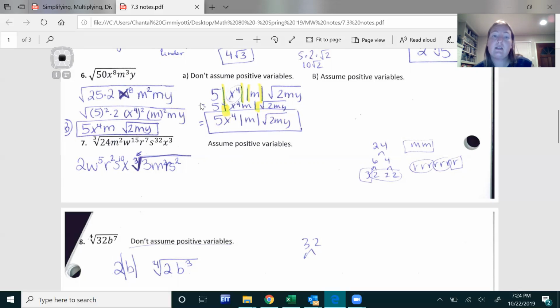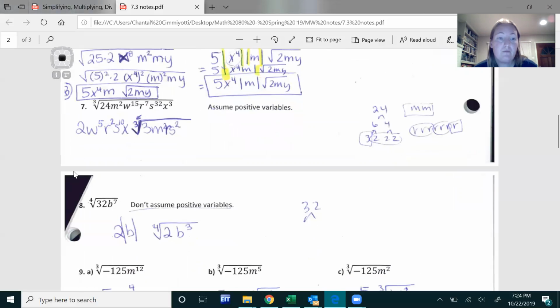So that's kind of the distinction. You have to read the directions. Most of the time we are going to assume positive variables, but occasionally, to really test and know the rule, the property, we'll have you not assume positive variables.